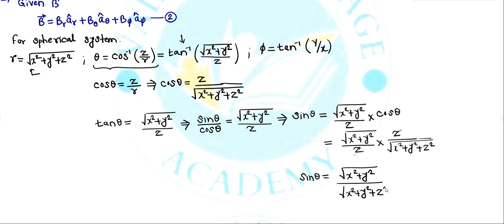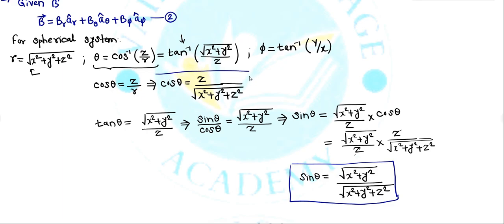Now we have the value of sine theta and the value of cos theta. See, whatever I am writing in black ink is not expected from you to write in your examination. These derivations are not important from a theoretical point of view.